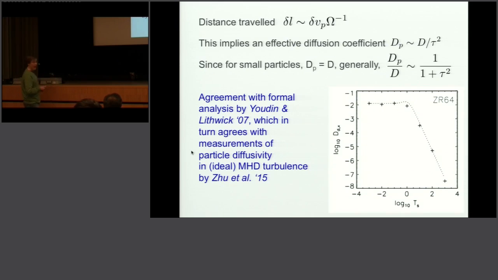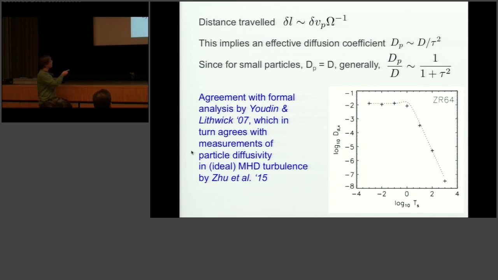Now we can ask how far will the particle have traveled? Well, it's collected this much velocity over this much time, so we just multiply those together to get the distance traveled. That distance implies an effective diffusion coefficient for the particle, Dp, which is just the diffusion coefficient in the gas divided by tau squared. If you go through those equations, and it's probably best to look at the versions that we posted on the website, you'll find you get this relationship, 1 over tau squared for the diffusion coefficient.